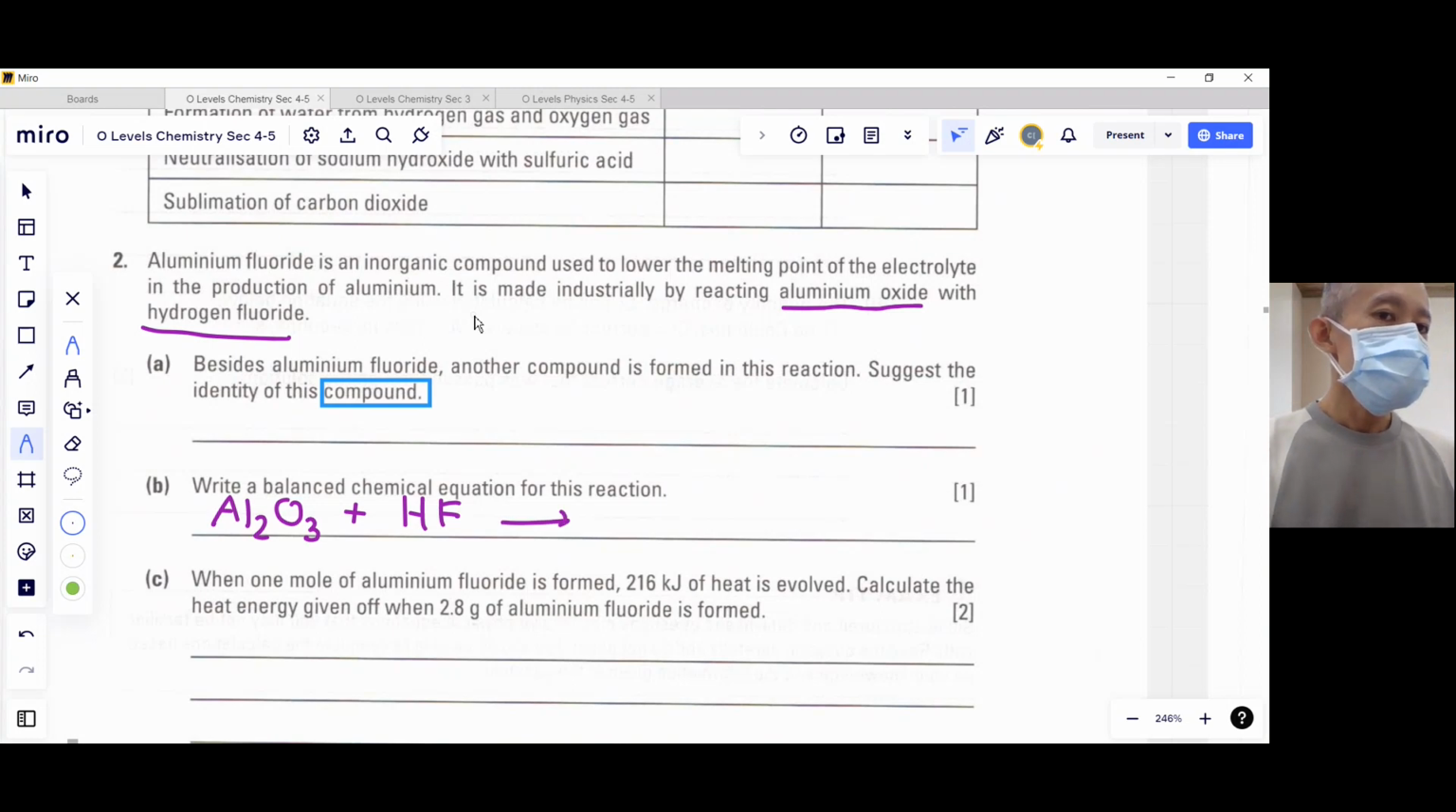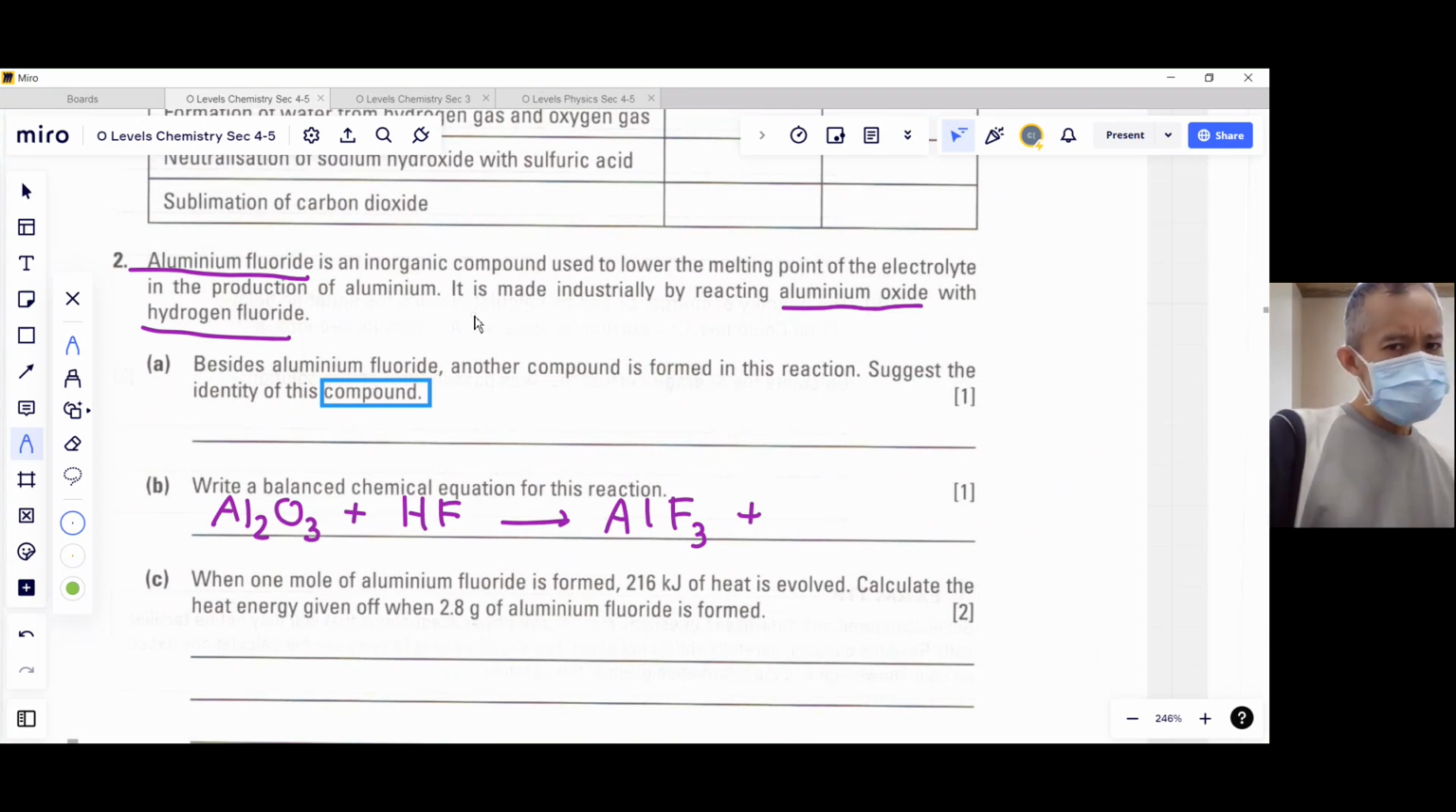Now, what is produced? They have already told you aluminum fluoride. Make sure you get the formula correct as well. By now, you should know aluminum is 3+, fluoride is -1. So you need to have 3 fluoride there to balance your aluminum 3+. But the question told you something else is also produced. What is missing? Yes, good. Hydrogen is missing, right? Then oxygen is also missing.